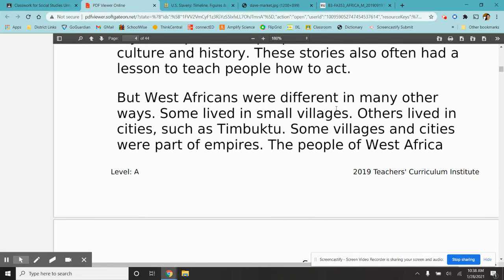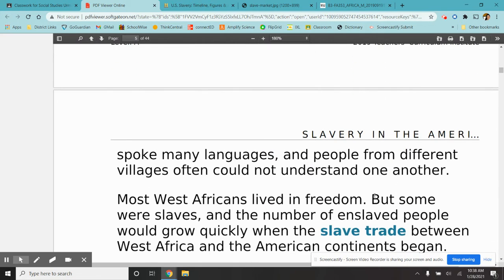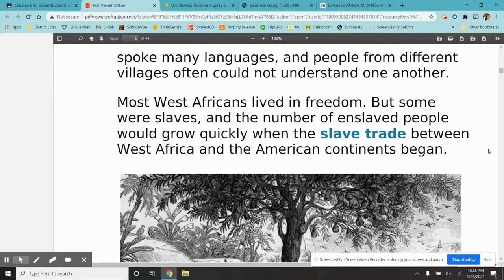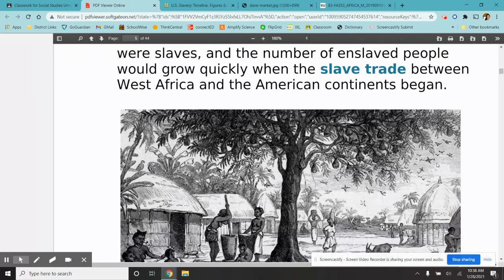But West Africans were different in many other ways. Some lived in small villages, others lived in cities, such as Timbuktu. Timbuktu, it's actually a real place. Some villages and cities were part of empires. The people of West Africa spoke many languages. The people from different villages often could not understand one another. Most West Africans lived in freedom, but some were slaves, and the number of enslaved people would grow quickly when the slave trade between West Africa and the American continents began.